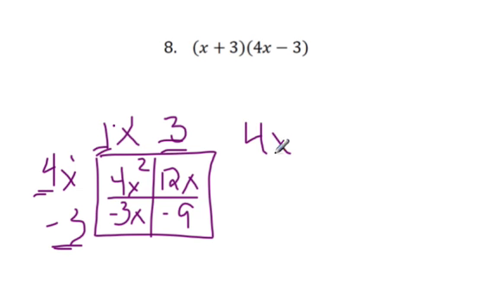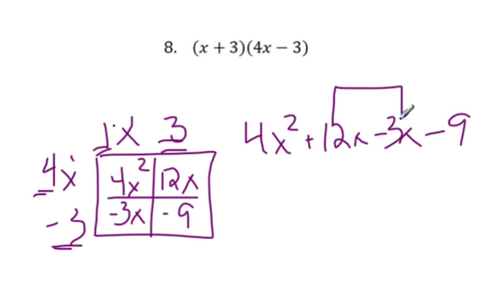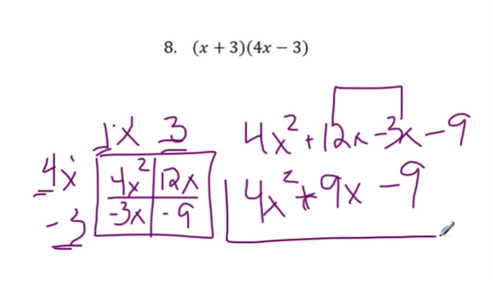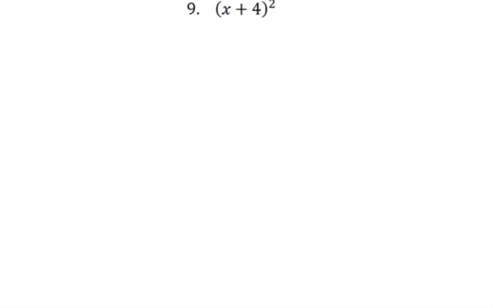So now I'm going to go ahead and write out all of those terms. Okay, now I can combine these middle two terms because they're both x. So I have 4x squared plus 12x minus 3x is going to be 9x, and then we're going to have minus 9. So this right here is your answer for number 8.